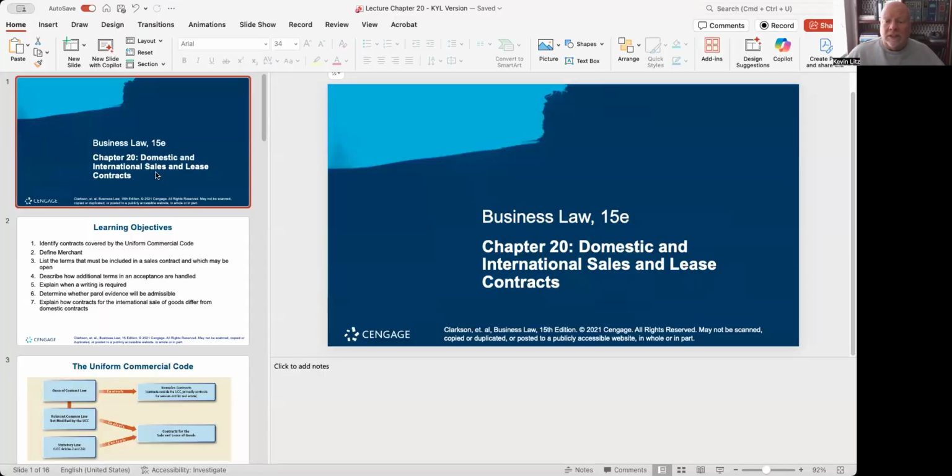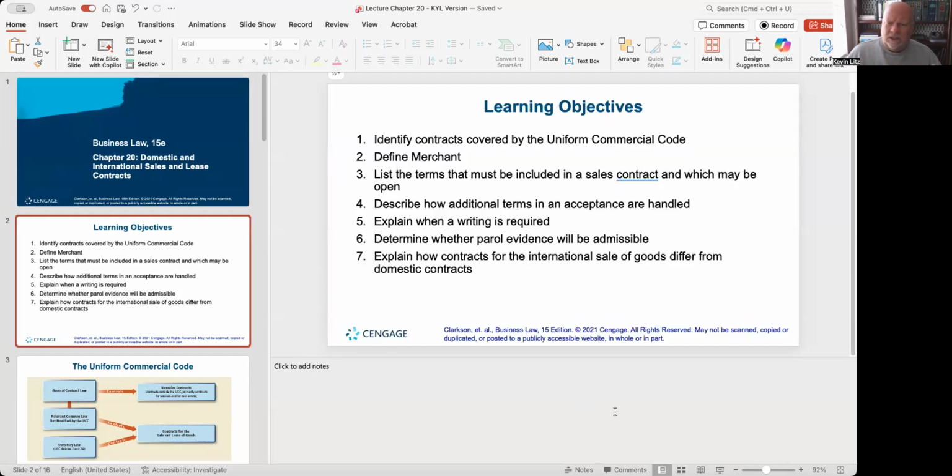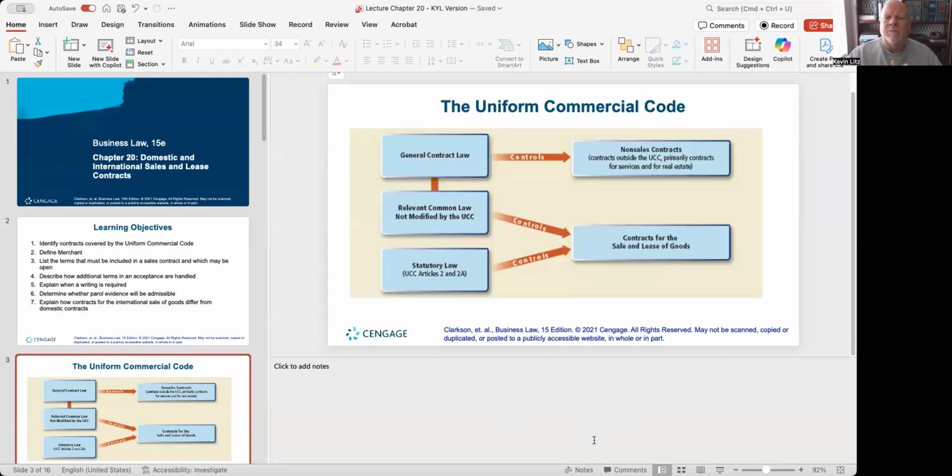Today we are talking about our textbook, chapter 20, which covers basically sales, contracts, the Uniform Commercial Code, and then we'll just touch on international contracts at the end. This outlines what we're going to talk about today, so I won't go over that.